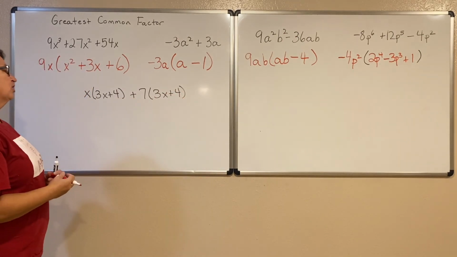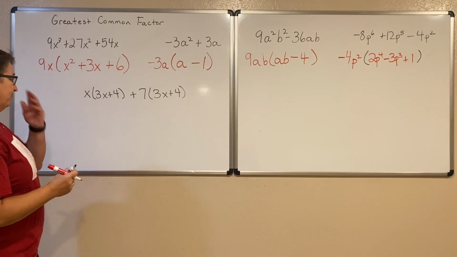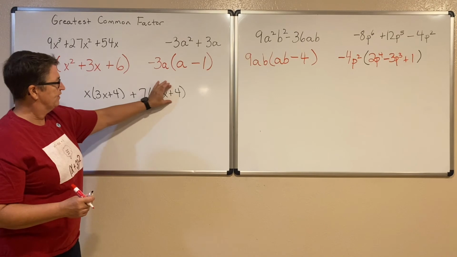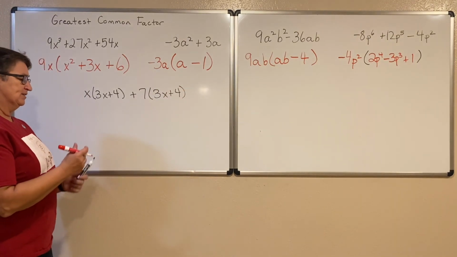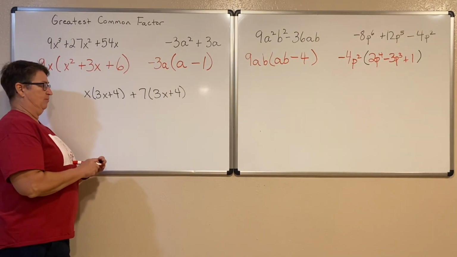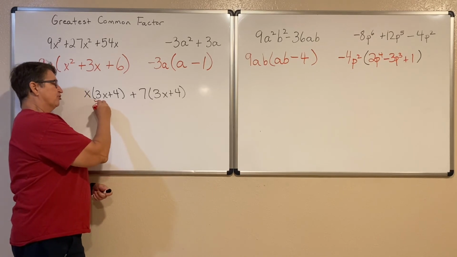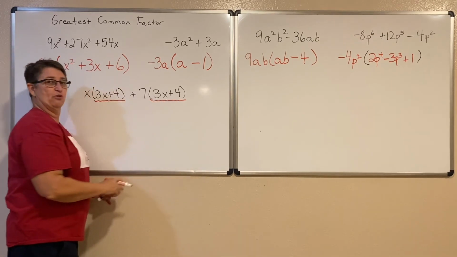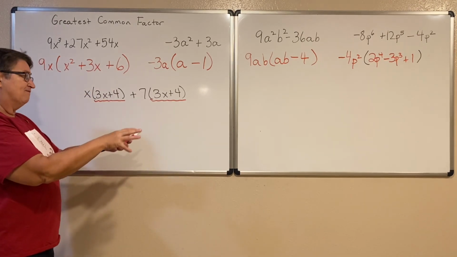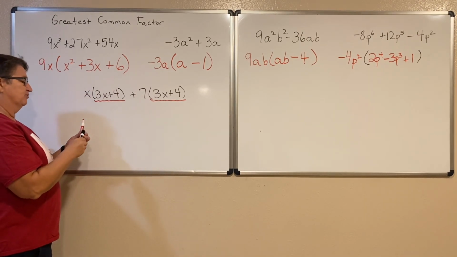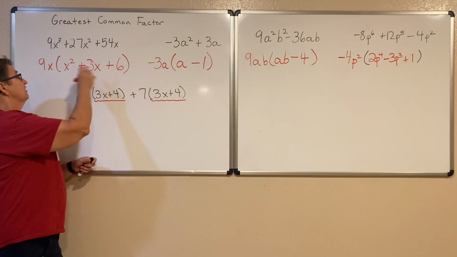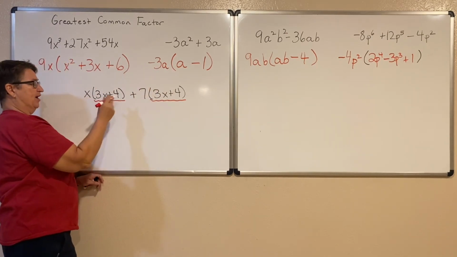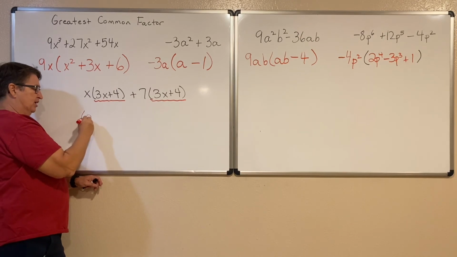So first, we're going to look for our greatest common factor. So I'm looking at this one, and I'm looking at that one, and I want to see what's in both of them. Well, I notice there's a 3x plus 4 here, and there's a 3x plus 4 there. I can factor out that 3x plus 4, just like I did with the 9x here, or the negative 3a there. I'm going to put that out front.